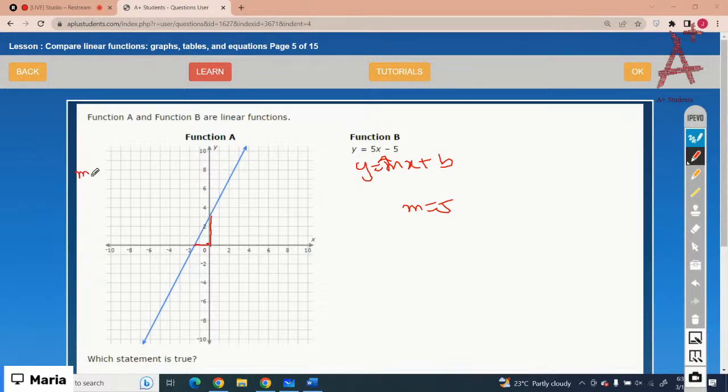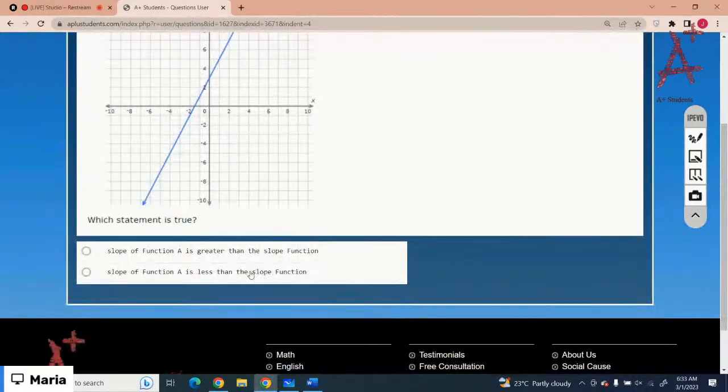It would be m equals 3 divided by 1.5. That would be 3 over 1.5. Let me just see. I think it is 2. That means the slope of the function A is 2. Got it? So which option is the correct one? Slope of function A is less than slope of function B. Got it?